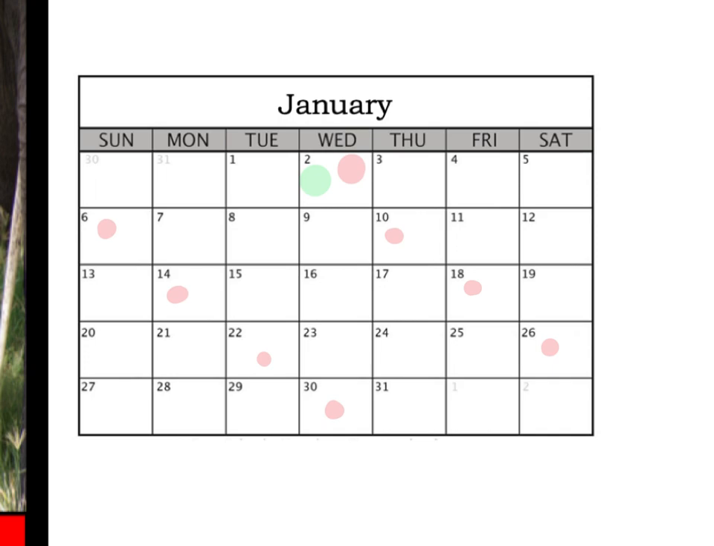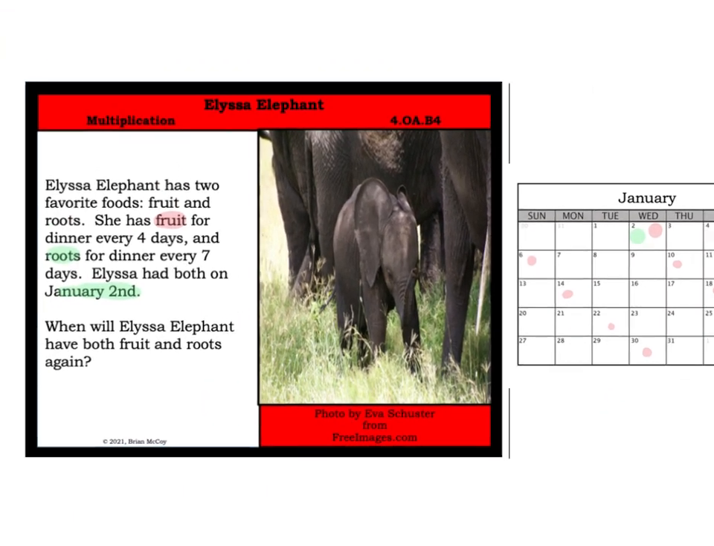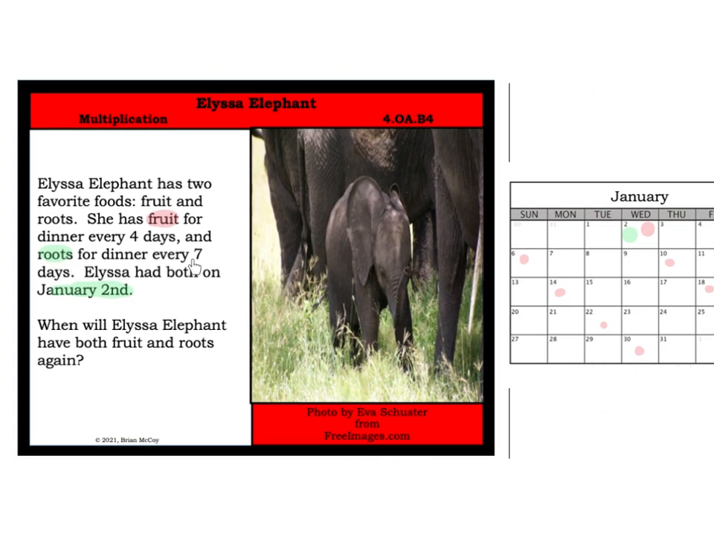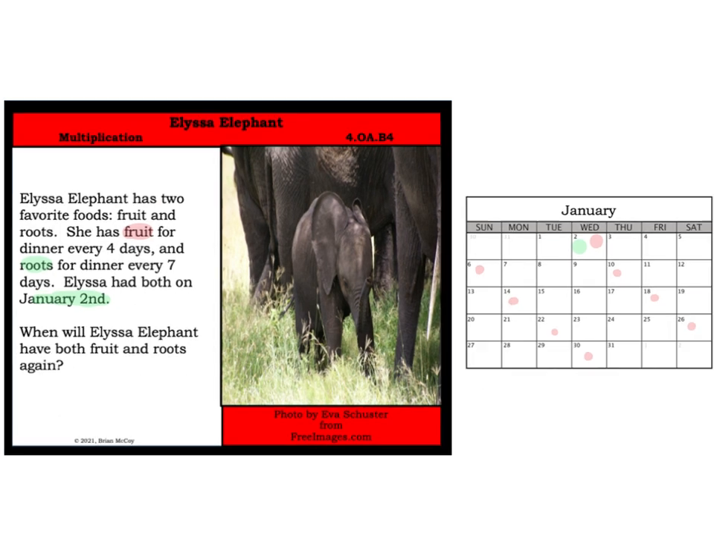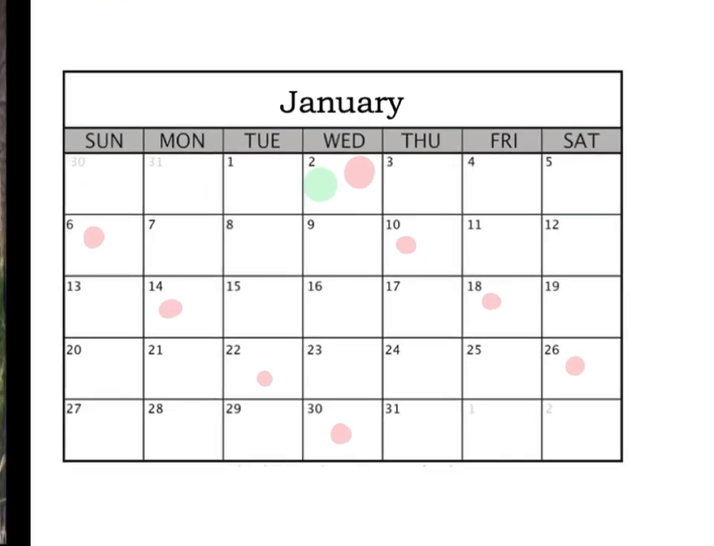Now, I'm going to move on to the green dots, and she has roots for dinner every 7 days. So let's go ahead and start solving for that. So roots would be every 7 days. So I'm going to go 1, 2, 3, 4, 5, 6, and 7 on the 9th. So that would be a green dot. And then 1, 2, 3, 4, 5, 6, and 7 on the 16th.